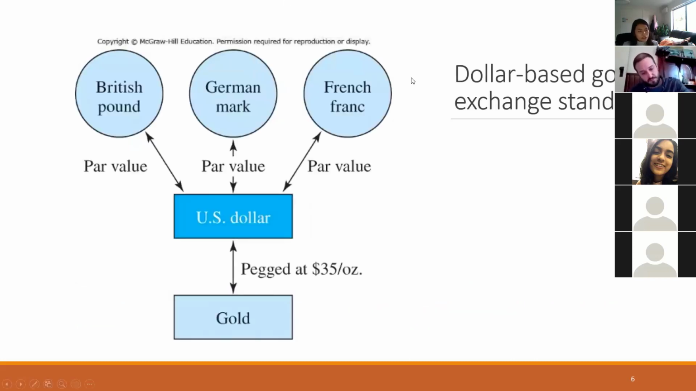So after the classical gold standard, as we mentioned before, because it restricted economic growth, people introduced a dollar-based gold exchange standard, okay? So under this exchange regime, the main difference is that instead of pegging your currency value against the gold, you introduce another class of reserve, which is the US dollars, okay? So under this system, the only currency that is pegged against the gold is the USD, right? So you peg your USD against the gold at a fixed rate. And the other currencies are going to be pegged against the USD, okay? So the values of these currencies are going to be determined by their relative value against the USD, okay?